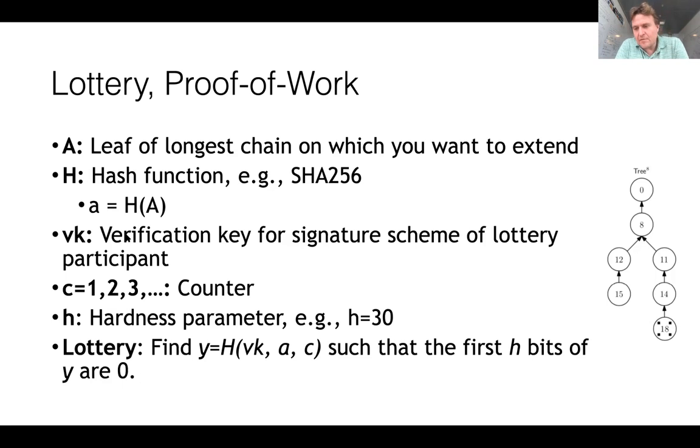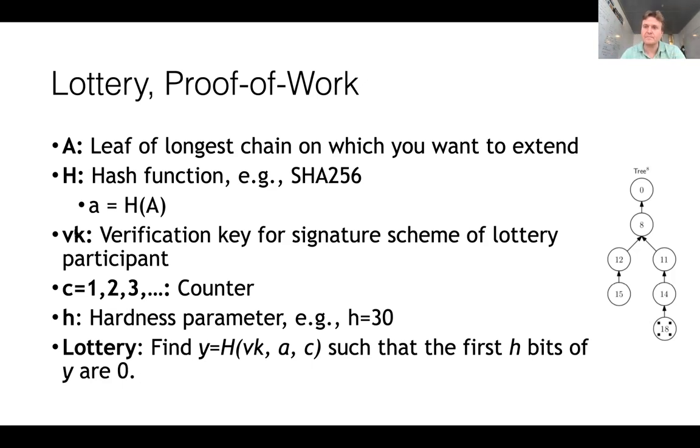Then when you participate in the lottery, what you will have to do is generate a key pair for a signature scheme. This need not be registered anywhere. You don't have to have a public key registered in some PKI, a public key infrastructure. You just generate a new one whenever you want to run the lottery. And VK here is just the verification key of that key pair that you chose to use in the lottery now.